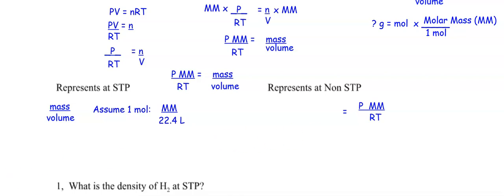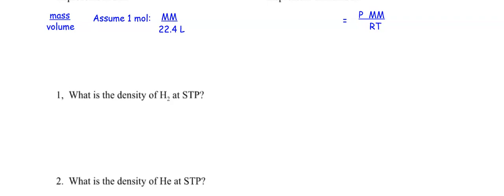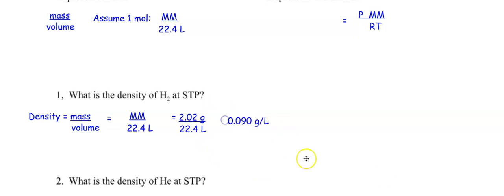So let's start with number 1. What's the density of hydrogen gas at STP? Oh, it's at STP. So if density is equal to mass over volume at STP, aren't I dealing with the molar mass divided by 22.4? Yeah, I am. So what's the molar mass of H2? What's the molar mass of H? Isn't it 1.01? Yes, it is. So what's that times 2? It is 2.02. Divide that by 22.4, and what do you get? You get 0.090. Look at your units: grams per liter.